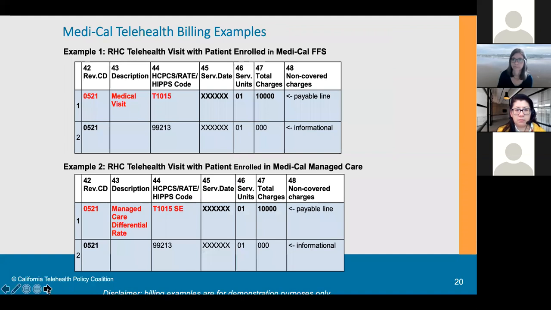Next slide, please. A couple of billing examples here, what it would look like on a claim form. I'm not going to walk through these examples, but you'll see in that top example, it's a claim for an RHC telehealth visit with a patient that's enrolled in a Medi-Cal fee-for-service plan. And then that second example there is for a patient that's enrolled in Medi-Cal managed care. Next slide, please.